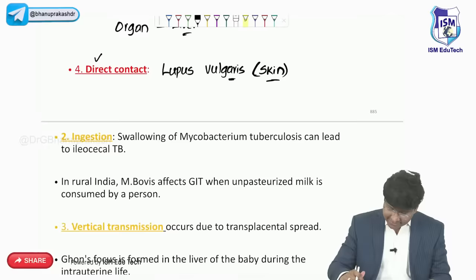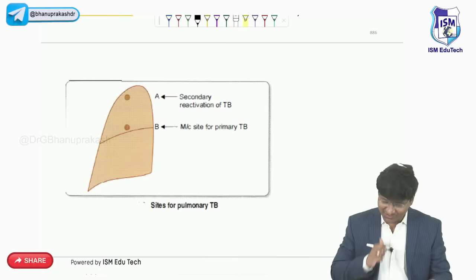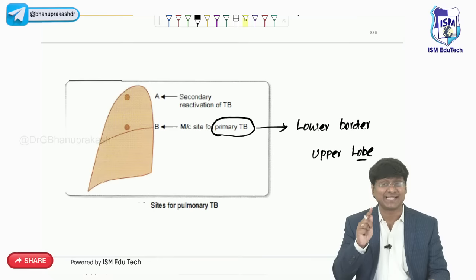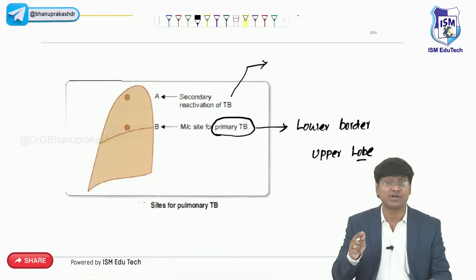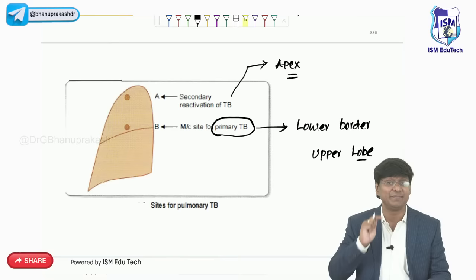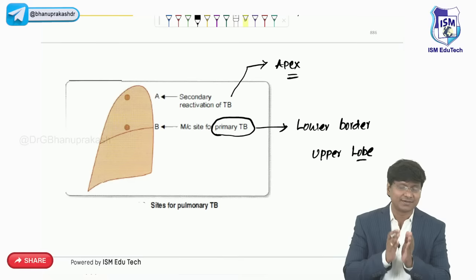And the next important question that will be asked is, what will be the most common site of Ghon's focus? So in primary tuberculosis, the most common site of Ghon's focus will be the lower border of the upper lobe. And what will be the most common site of Ghon's focus in secondary tuberculosis? The most common site of the Ghon's focus or the fibrotic lesion in secondary tuberculosis will be at the apex of the lung.